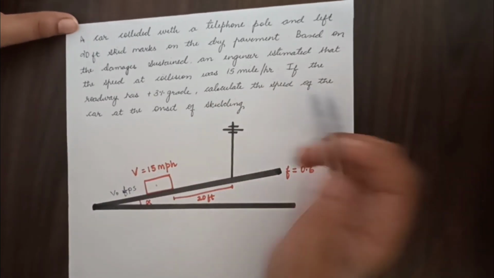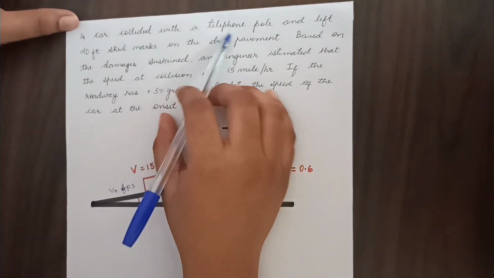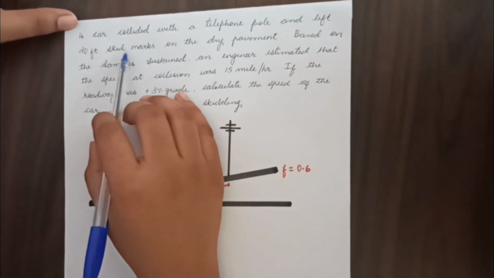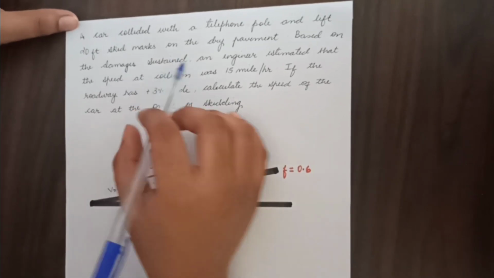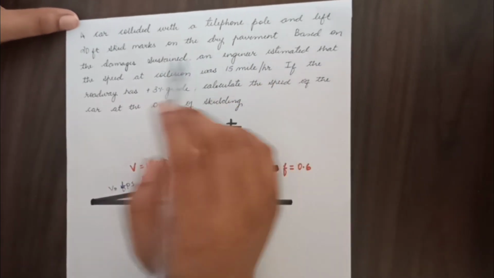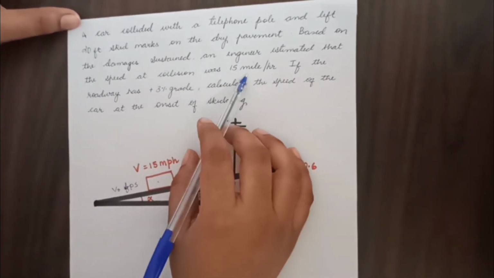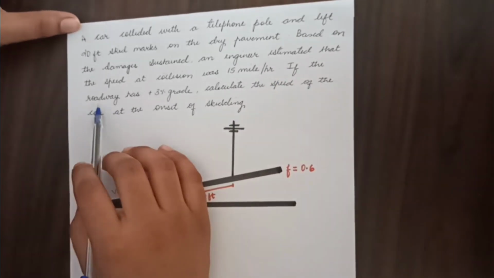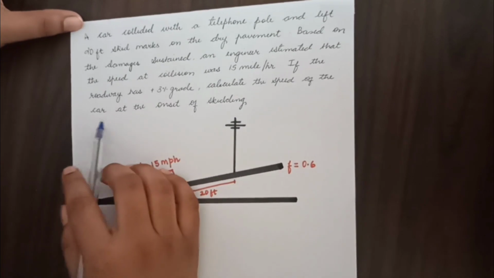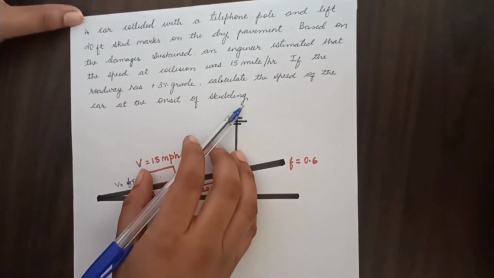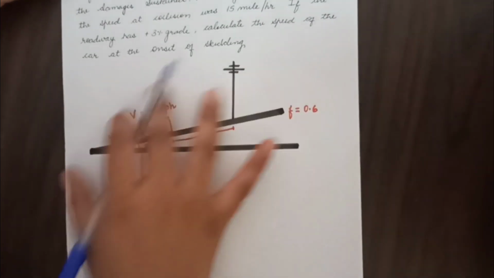So the question is: a car collided with a telephone pole and left 20 feet skid marks on the dry pavement. Based on the damages sustained, an engineer estimated that the speed at collision was 15 miles per hour. If the roadway has plus 3% grade, calculate the speed of the car at the onset of the skidding. So this is the whole scenario.